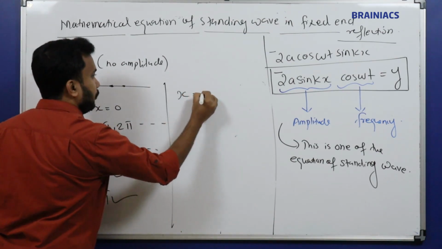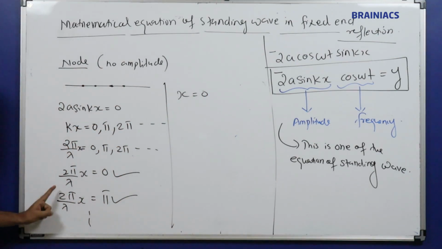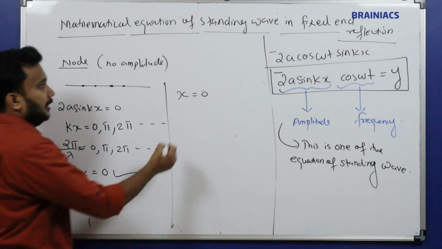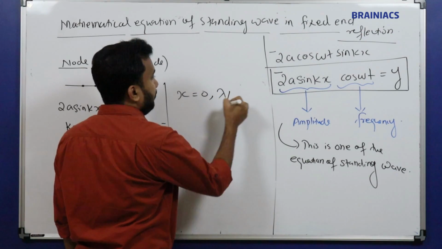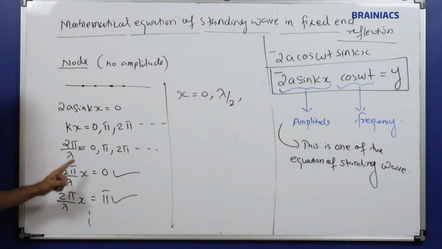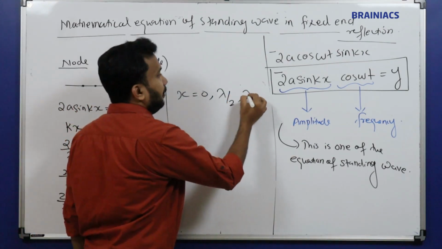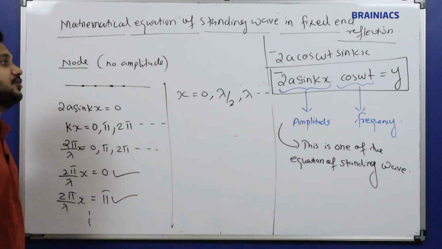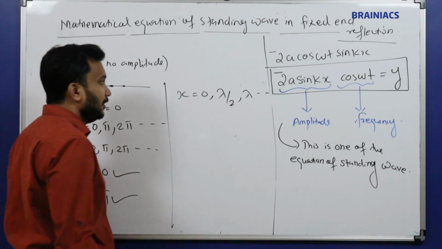x will be equal to 0. In this case, pi will cancel, x is equal to lambda by 2. So 0, lambda by 2 will come. Similarly, x is equal to 2π, 2π cancel, it becomes lambda. So all these positions are called nodes.